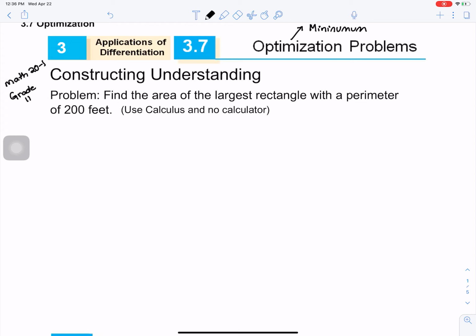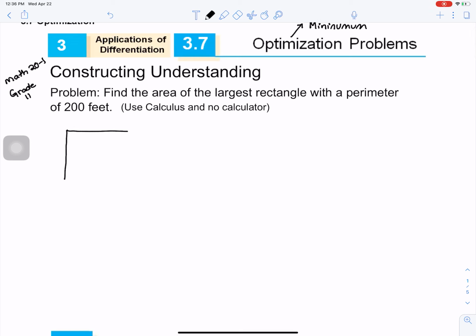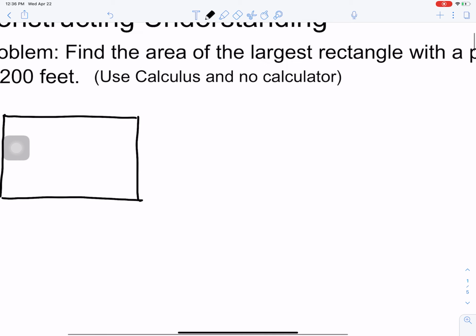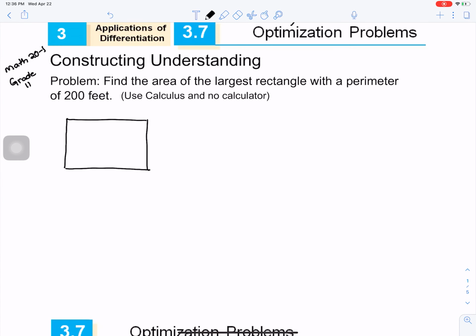So let's take this question. It says, find the area of the largest rectangle. So I want to draw a rectangle out. And we know that the perimeter of the rectangle is 200 feet. So perimeter is equal to 200 feet, and we need to find the largest area. So what we normally do is we're given one equation with information, which is called our secondary equation, and we're given one equation that is the one we were trying to maximize or minimize.